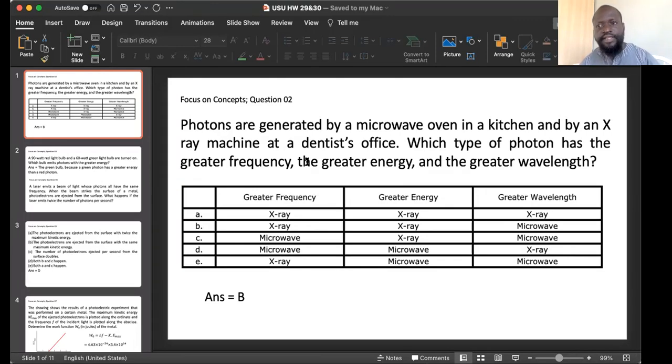So you know wavelength and frequency are inversely proportional. If you have a high frequency, you have a low wavelength. If you have a low frequency, you have a large wavelength. Okay. So the correct answer here is B. X-ray has high frequency, so it has greater energy, but microwave has the greater wavelength. Okay. Because X-ray we have lower wavelength. So B is the correct answer for this.